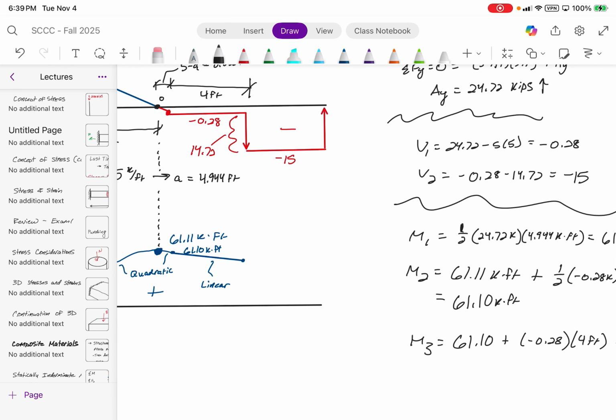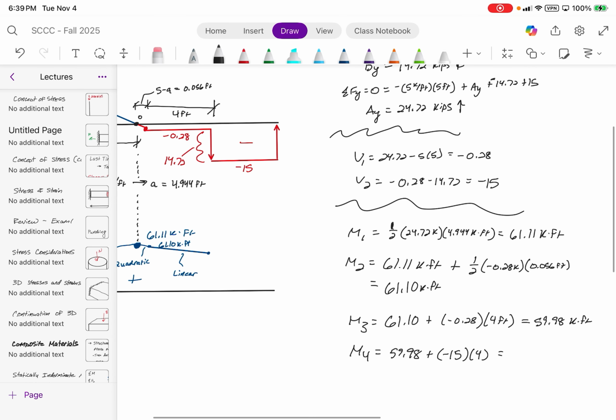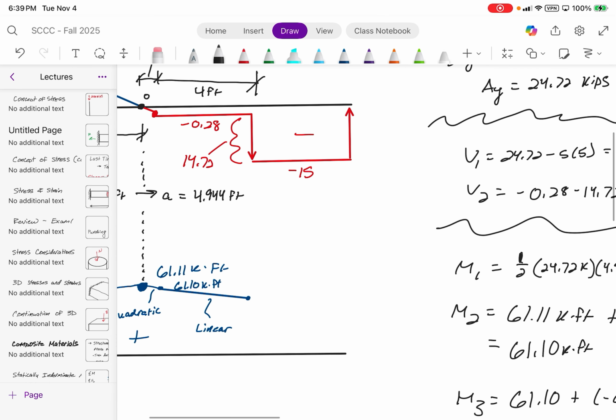From here, you just calculate your last point. So you take the 59.98 and just add negative 15 times 4 feet. With some round-off error, clearly, it's going to be approximately 0. So our numbers are right.